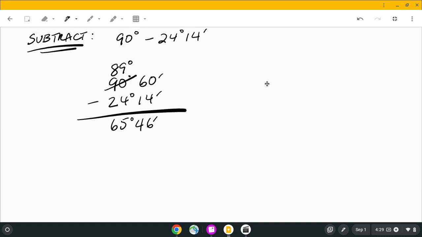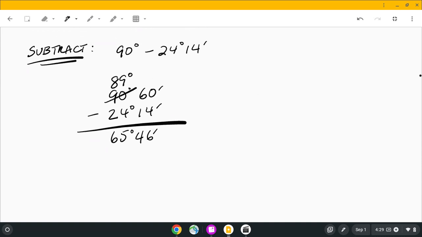Go ahead and try this. Here, I'll leave this one here. And go ahead and try this. Go ahead and subtract 87 degrees, subtract 39 degrees and 14 minutes. So go ahead and give that a try. Hit the pause button and then come back.